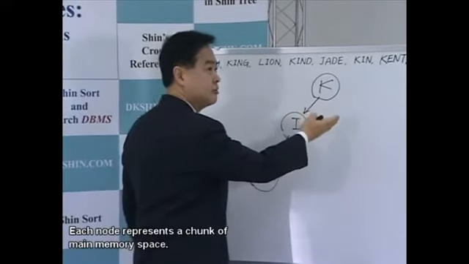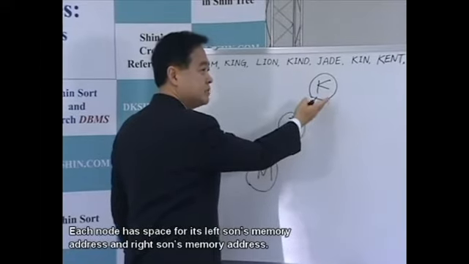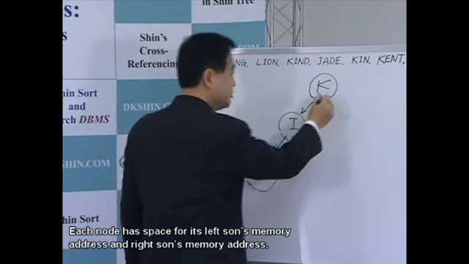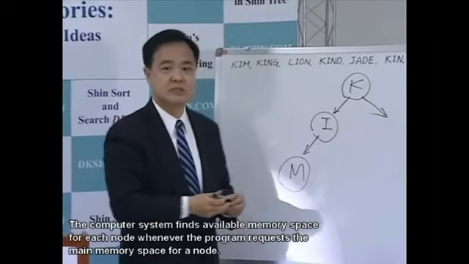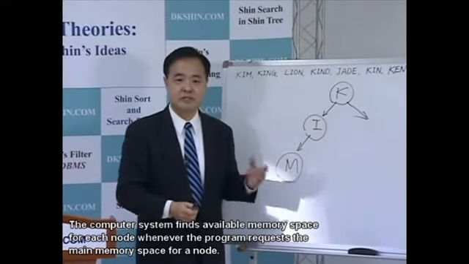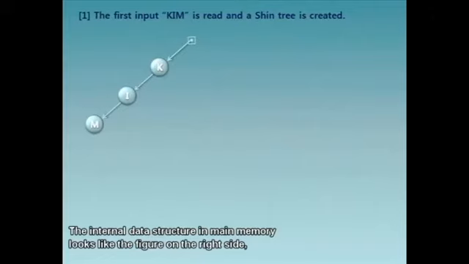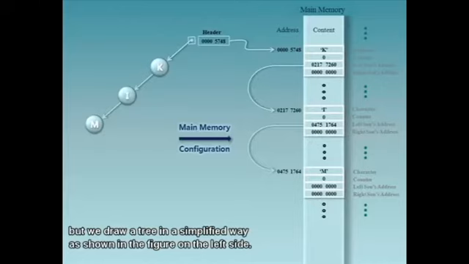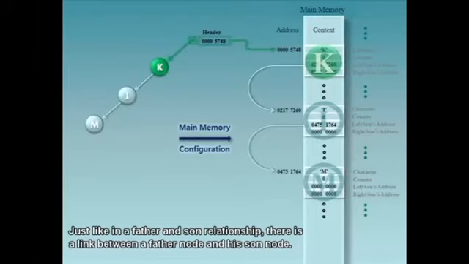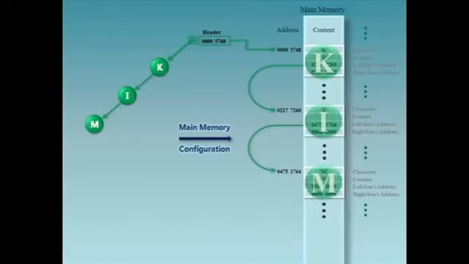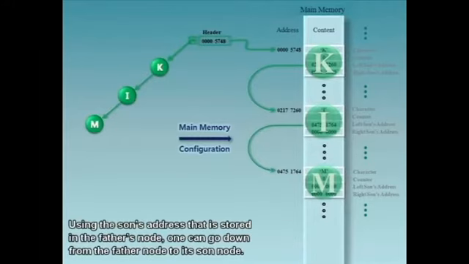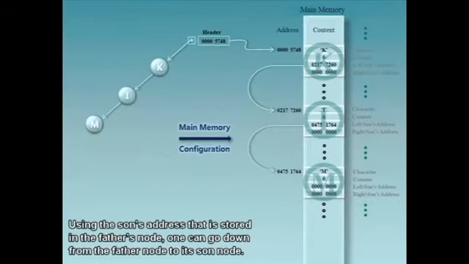Each node represents a chunk of main memory space. Each node has space for its left son's memory address and right son's memory address. The computer system finds available memory space for each node whenever the program requests the main memory space for a node. The internal data structure in main memory looks like the figure on the right side, but we draw a tree in a simplified way as shown in the figure on the left side. Just like in a father and son relationship, there is a link between a father node and his son node. Using the son's address that is stored in the father's node, one can go down from the father node to his son node.